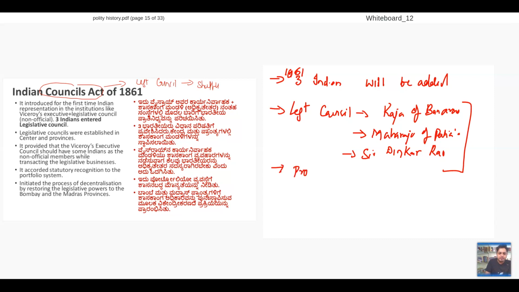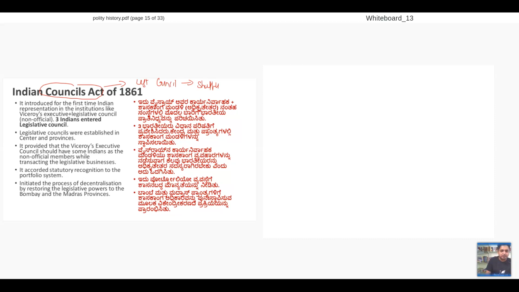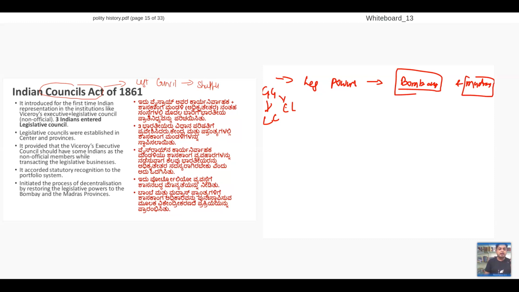Another thing, the process of decentralization starts. The federal concept starts. What is this federal concept starting? I'll explain. Not exactly federalism will come, but the federal concept starts. Decentralization happens in such a way that legislative powers for Bombay and Madras will be given. So from now on, the Governor General won't be legislating. The Governor General has a Governor General's Council, LC and EC. They won't be legislating for Bombay and Madras. Bombay and Madras will legislate for themselves. Isn't that decentralization? Isn't that the first step towards federalism?